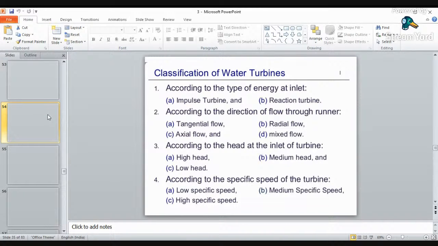There are many different types of turbines. The classification is given on the basis of different parameters. The classification is given on the basis of energy at inlet, that is impulse type and reaction type. Then according to the flow type, it is again classified into four types. Then according to the heads: high head, medium head, and low head. And according to the specific speed, they are classified as low, medium, and high specific speed turbines.